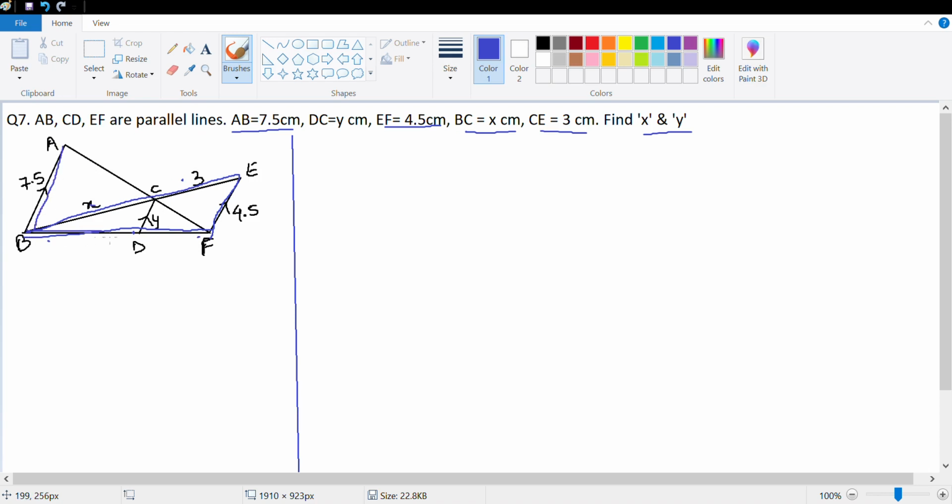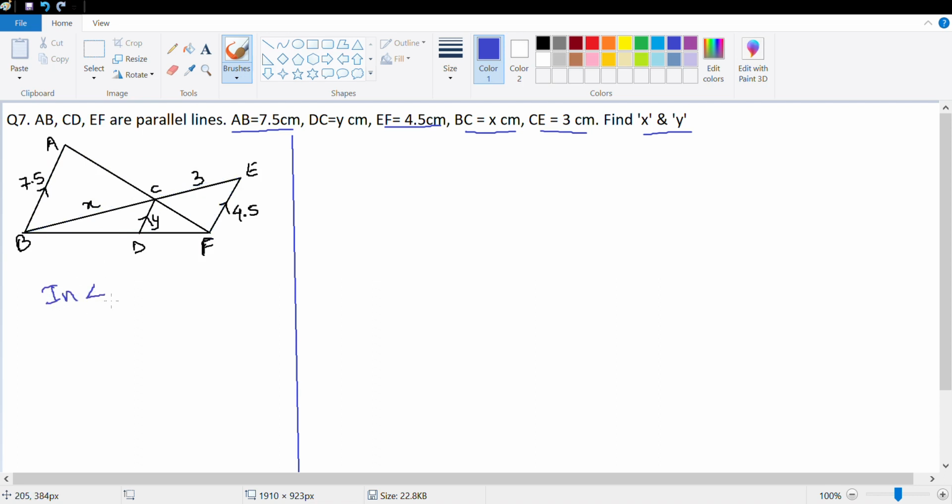Similarly, in triangle ABF, again CD is parallel to AB, which means again I can use the basic proportionality theorem, but I don't have the values of FC or AC or BD or DF. So let me try and use similarity first since these two sides are given. So let me try and prove these two triangles similar, which means triangle ABC and triangle ECF.